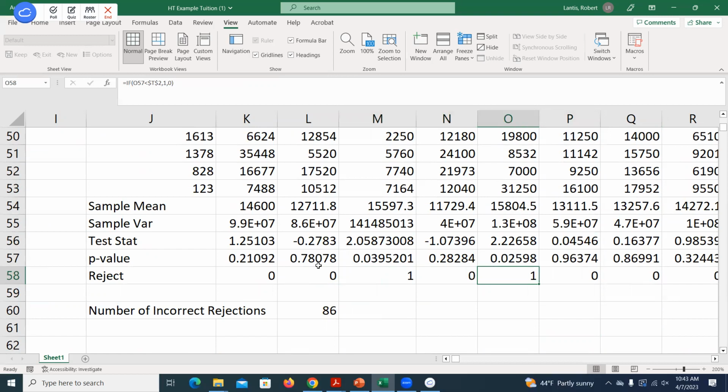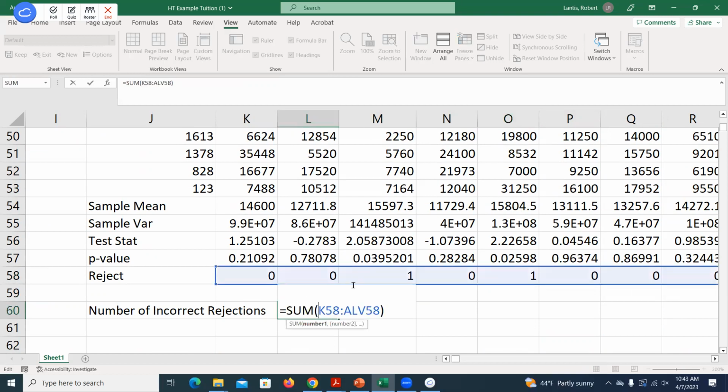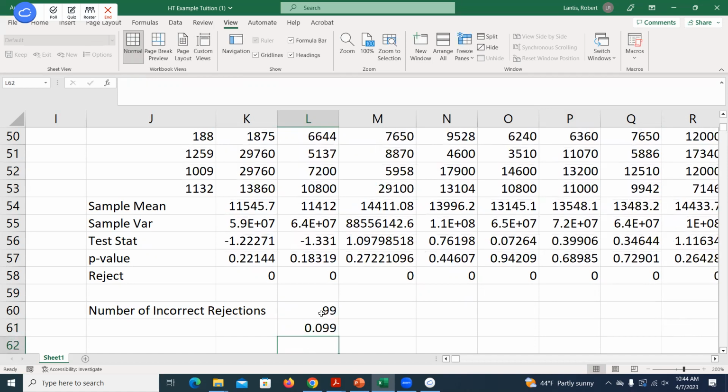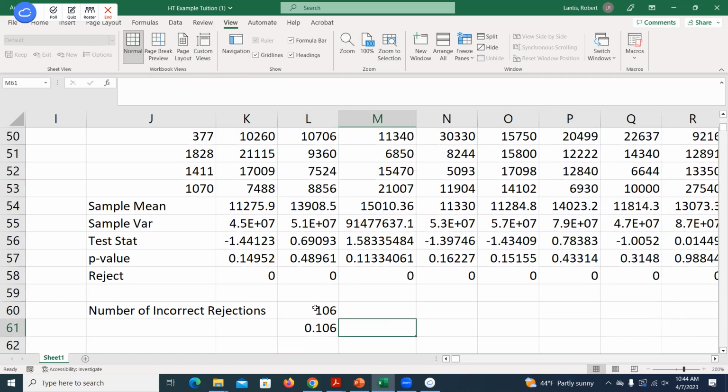So all I'm going to do is count the number, or add these up, which should give me the number of rejections I'm making. So out of these 1,000 random samples, I'm making 106 rejections. So I can think about, well, what's the proportion of rejections I'm making? It's going to be that divided by, well, I took 1,000 samples. Of those 1,000 samples, 99 of them I rejected the null. I generate more random numbers. I've rejected 106, or a 0.106 proportion of them.